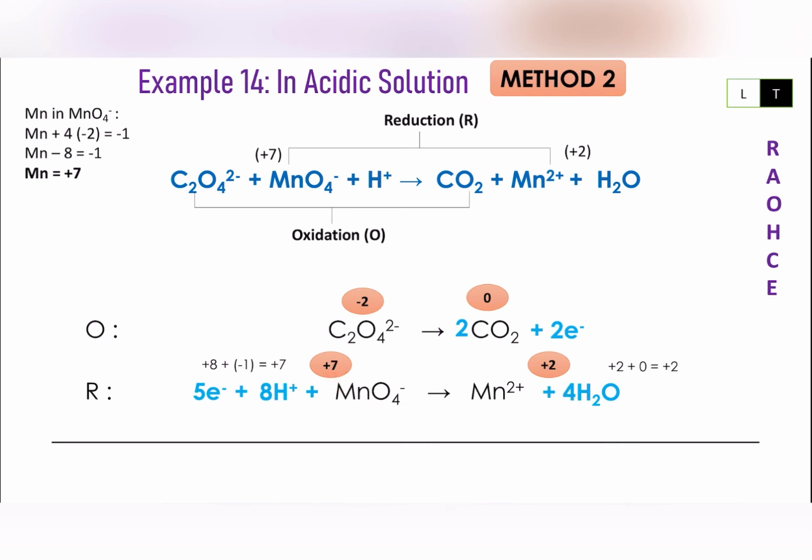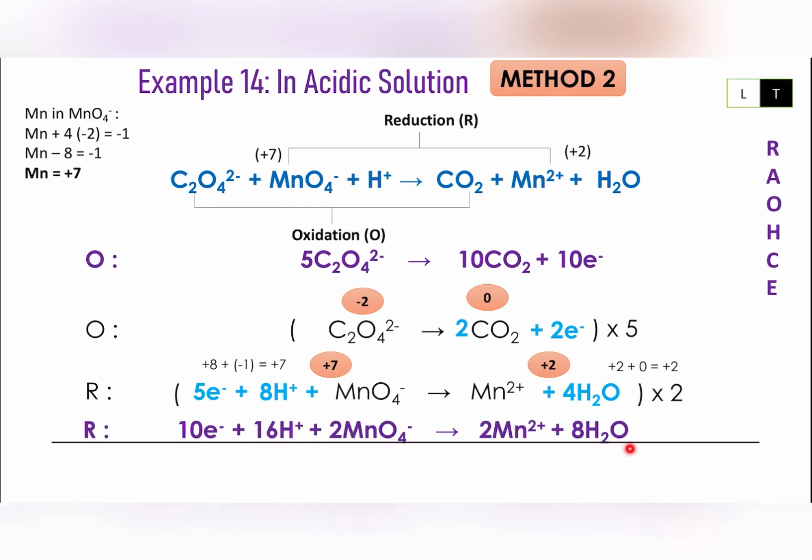Next, we go to the next step. You have to cancel out electrons, but make sure your number of electrons are the same for both sides. So I'm going to times the oxidation by 5, and for reduction, I'm going to multiply by 2. You will have oxidation is this one when you times by 5, and reduction is this one when you times by 2. Now you can see the number of electrons at the opposite sides is the same, 10 electrons, so you can cancel them out.